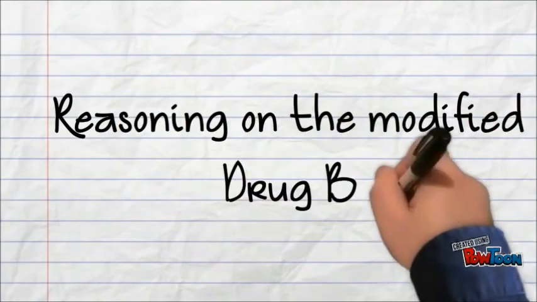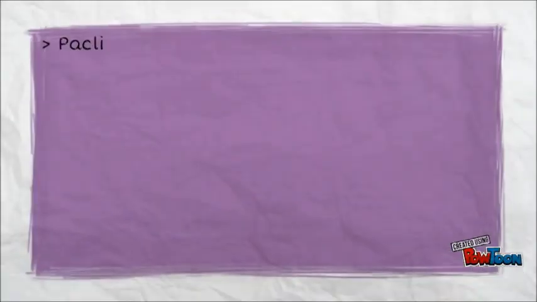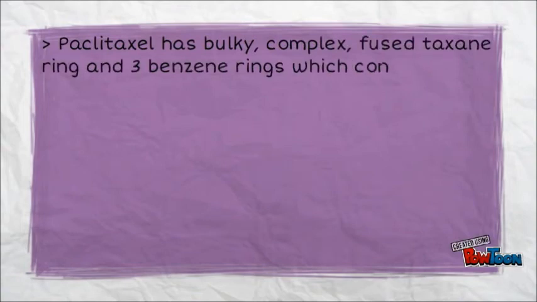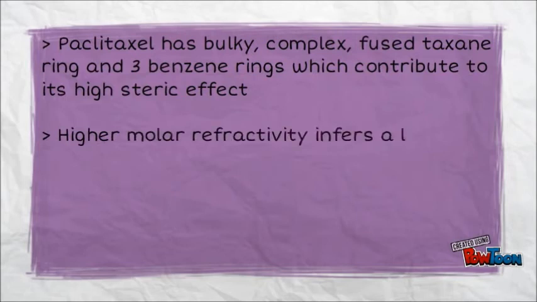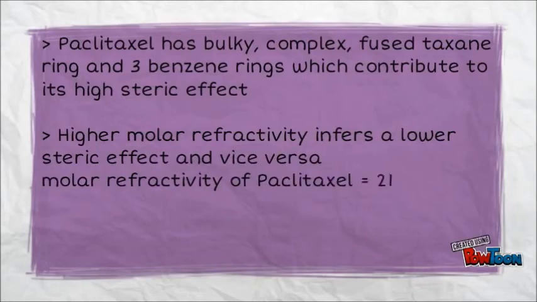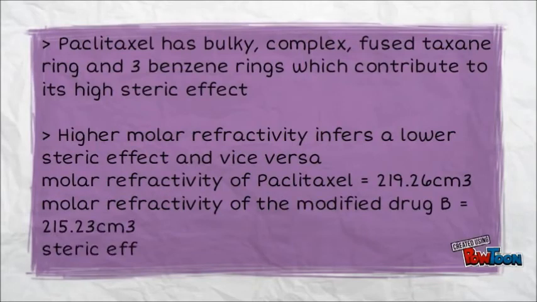Reasoning on the modified drug B. Paclitaxel has a bulky, complex, fused taxane ring and 3 benzene rings, which contribute to its high steric effect. Higher molar refractivity infers a lower steric effect and vice versa. Drug B has a lower molar refractivity compared to paclitaxel as its value is lower.